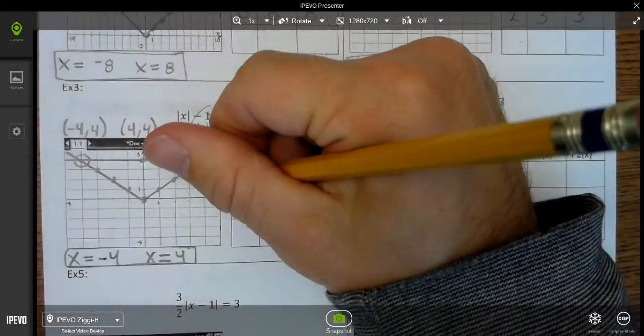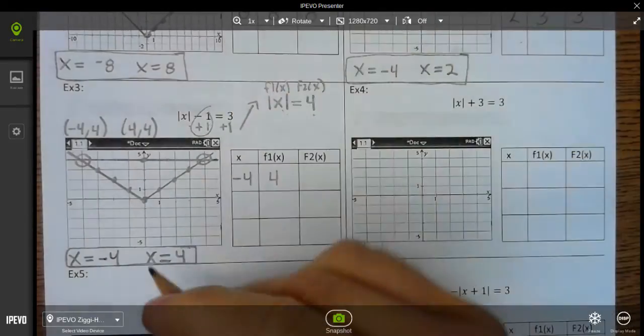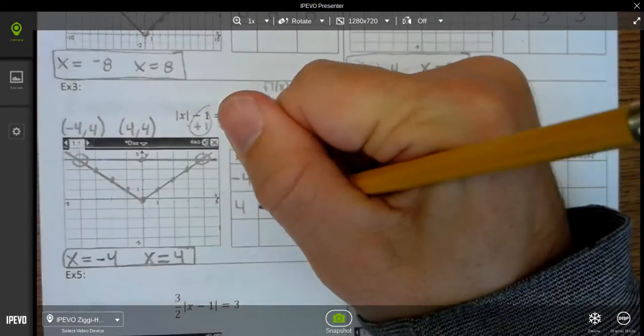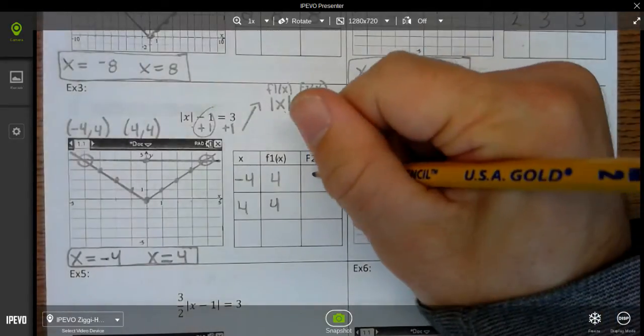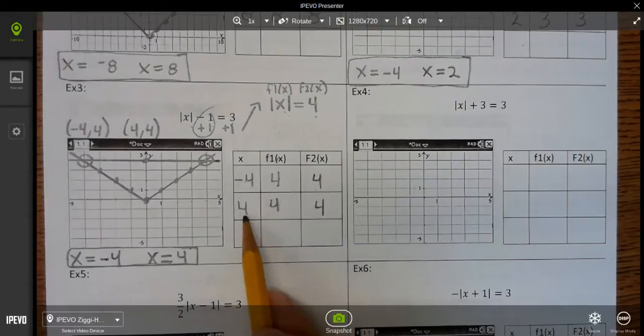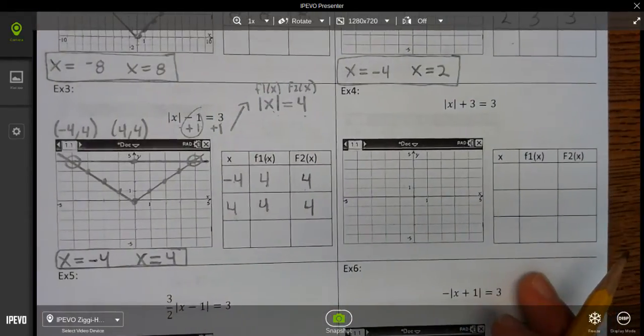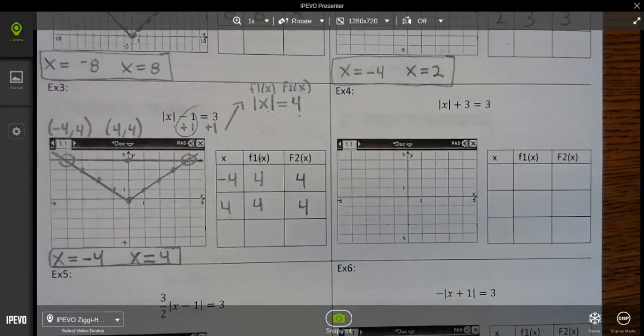Okay, so we know that these points are negative 4, 4 and 4, 4 for f1 of x. And then we know for f2 of x, the values are all 4. So since these are both the same, we can see that these are the solutions. All right, so pause the video and try example 4, and then replay. Once you're done, play it and you can look at example 4.